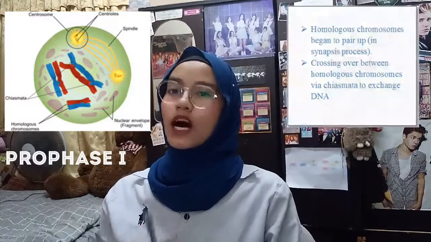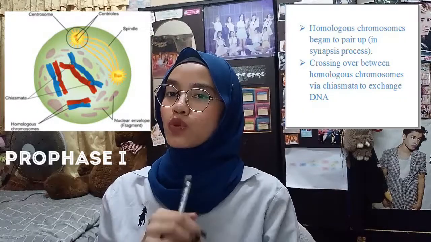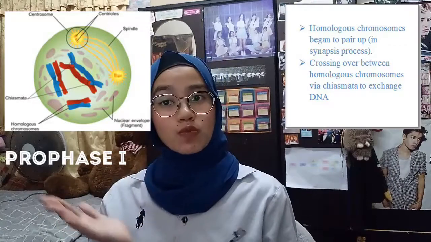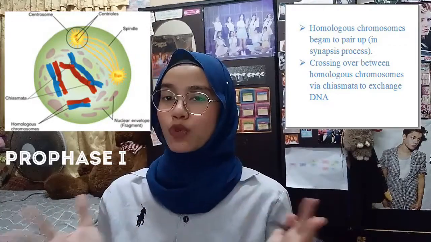This is the cell cycle for the gamete cell. The difference here is that there is a twice M phase and interkinesis between meiosis 1 and meiosis 2. Now, let's start with meiosis 1. During prophase 1, the homologous chromosomes begin to pair up in synapsis, which means the paternal chromosome and the maternal chromosome will pair up.